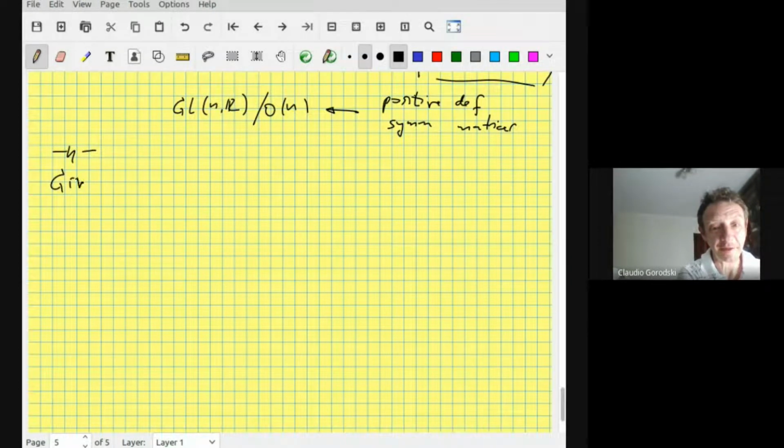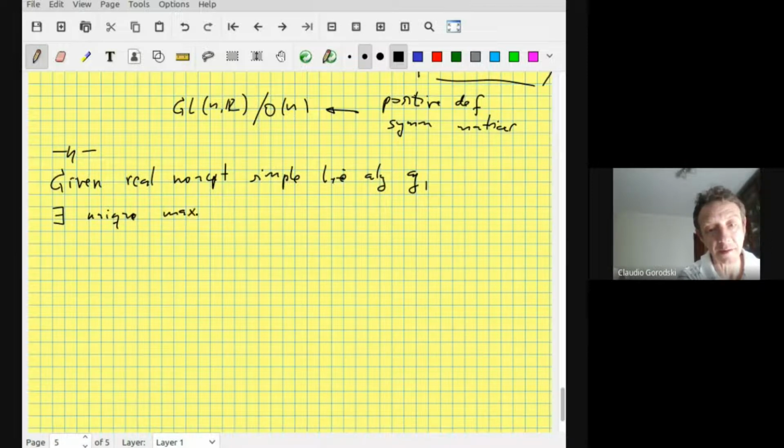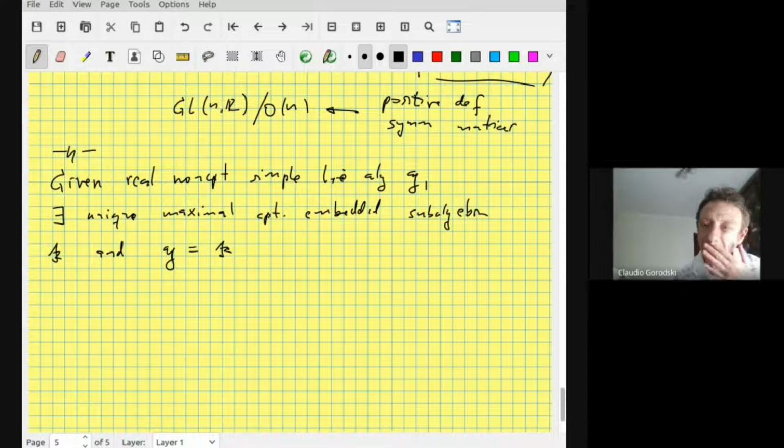Let me write this down. Given a real non-compact simple Lie algebra G, there's a unique maximal compactly embedded subalgebra K, up to conjugation.